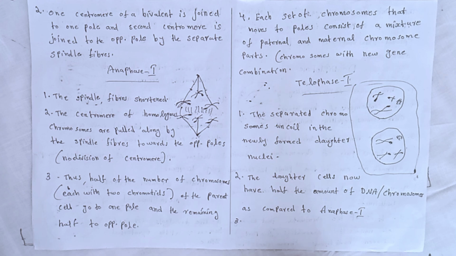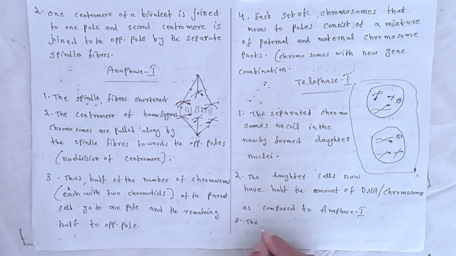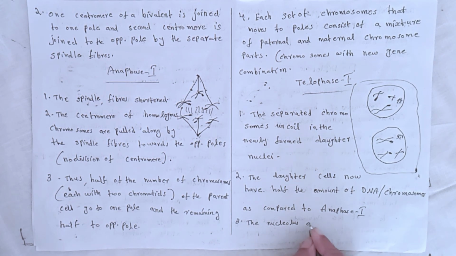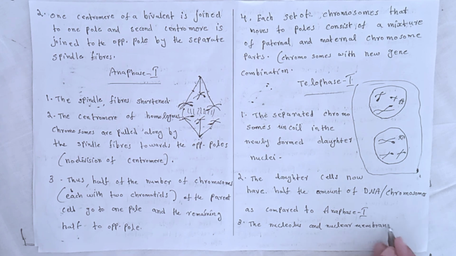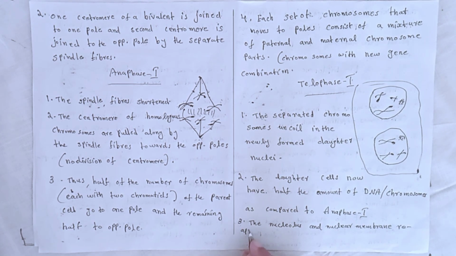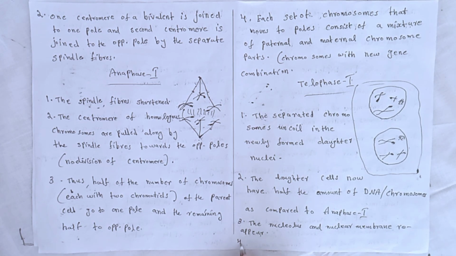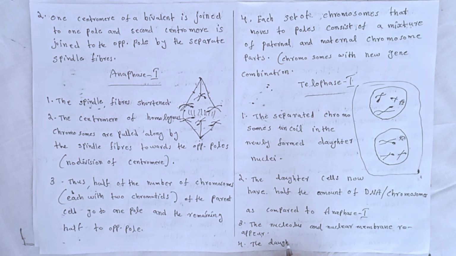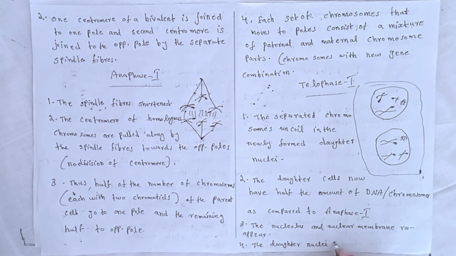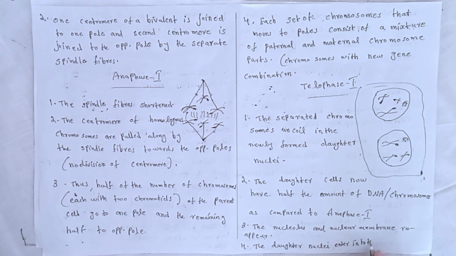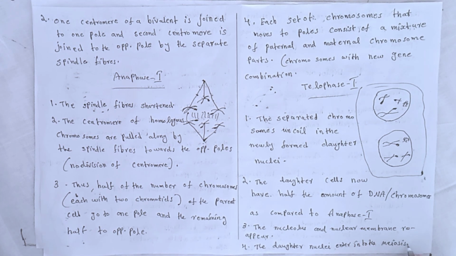The nucleolus reappears and the nuclear membrane forms. Then the daughter nuclei enter into the second meiotic division, that is meiosis 2.